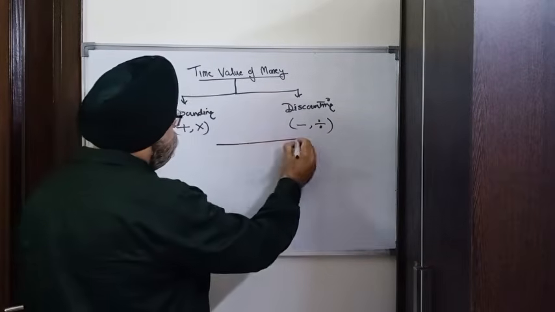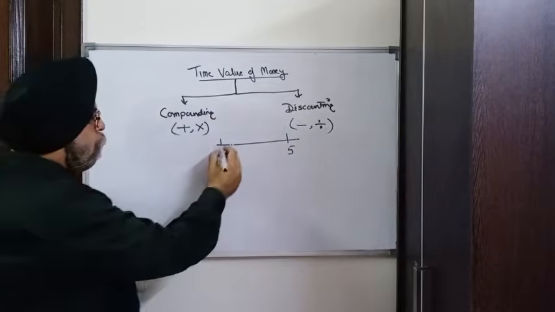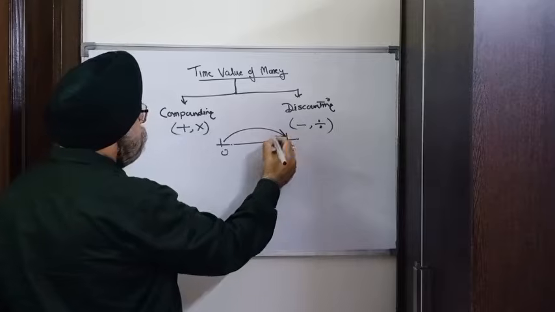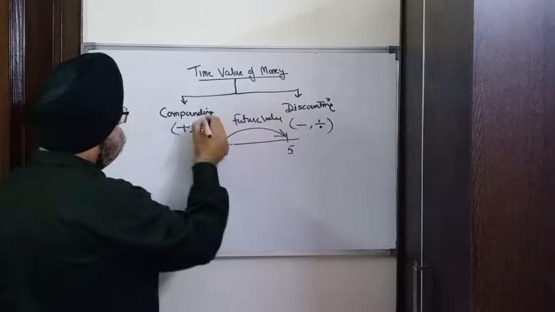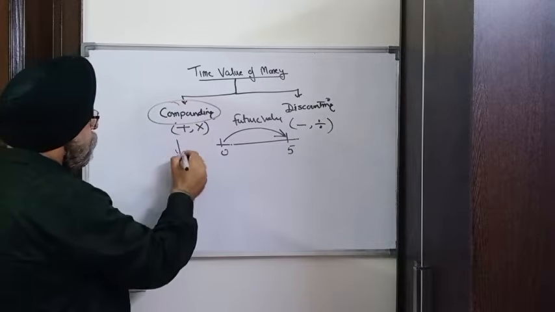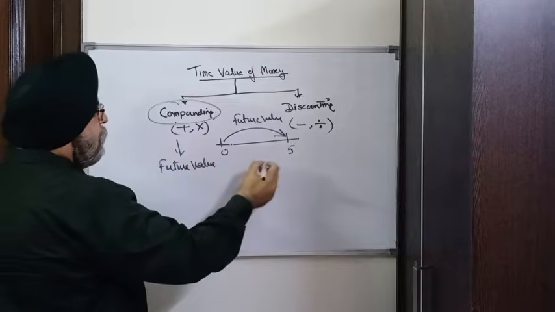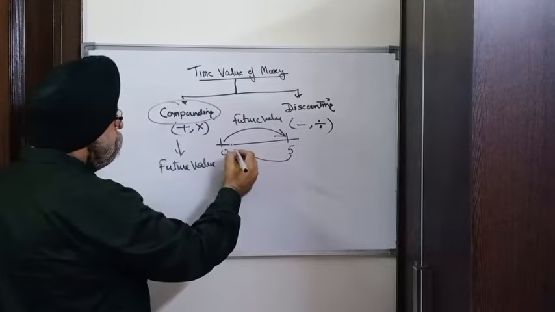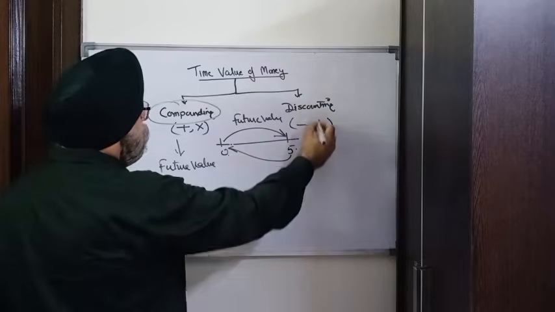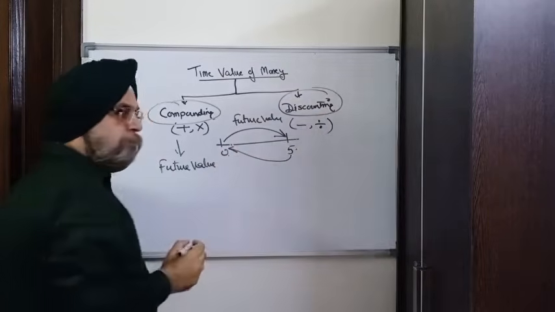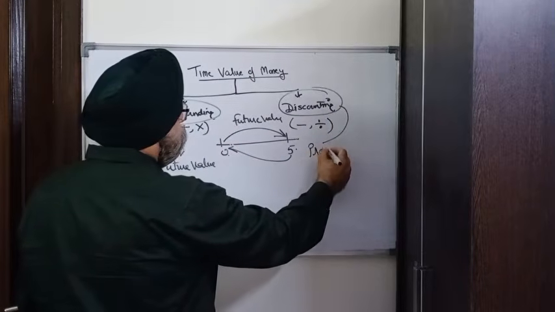So this is the timeline. If I'm going from 0 to 5, I'm talking about the future value. And with this compounding, we calculate the future value. And if I want to come back on the timeline from year 5 to year 0, I'm taking care of the process of discounting. And through the discounting, we calculate present value.